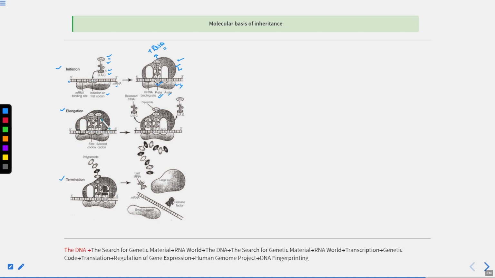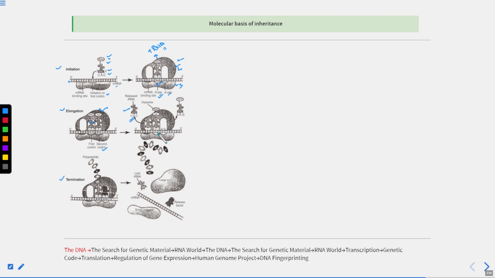Then the second step was elongation. Here another charged transfer RNA will come and attach at the A site. This is the second codon, and correspondingly it will bring the amino acid. Now what will happen? The ribosome will slide over the mRNA, and as it slides, the transfer RNA present in the P site will enter the E site. E site means the exit site, and here you can see the exit of the first initiation transfer RNA, which was carrying methionine.